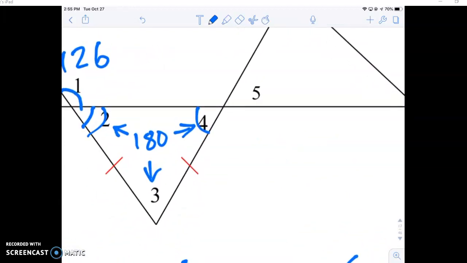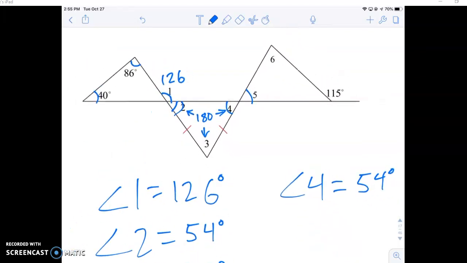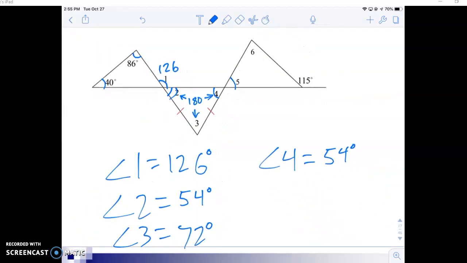So to get angle 5, since I know angle 4 is 54 degrees, I also know angle 5 is 54 degrees. And why is that? Because these angles I filled in there are what's called vertical angles. Remember, vertical angles are always the same.